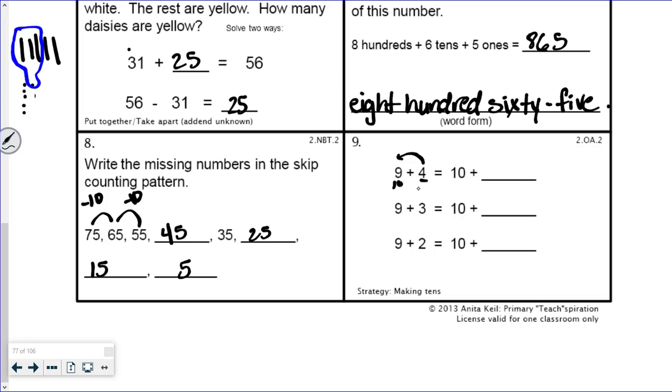Number 9, we talked a little bit about this. We're moving a 1 from here, making it over to the 9, making the 9 a 10. So that means the 4 becomes a 3. Okay, so that means this 3 becomes a 2 to make that a 10, and this 2 becomes a 1 to make this 9 a 10.